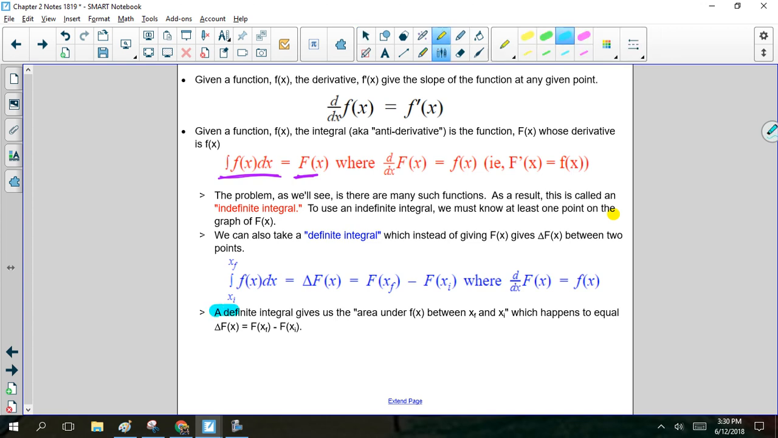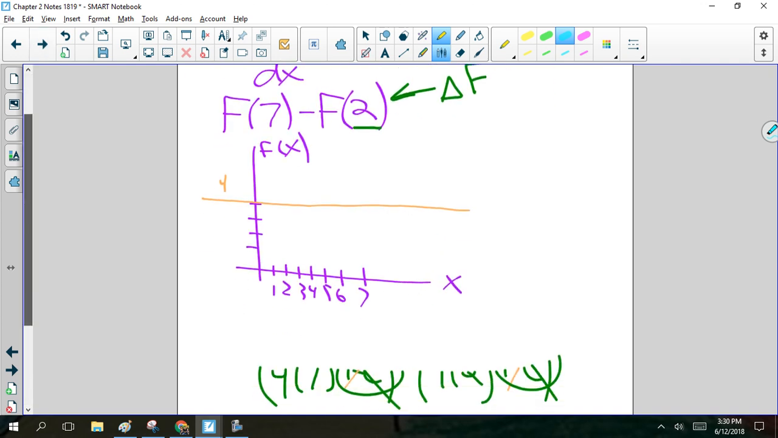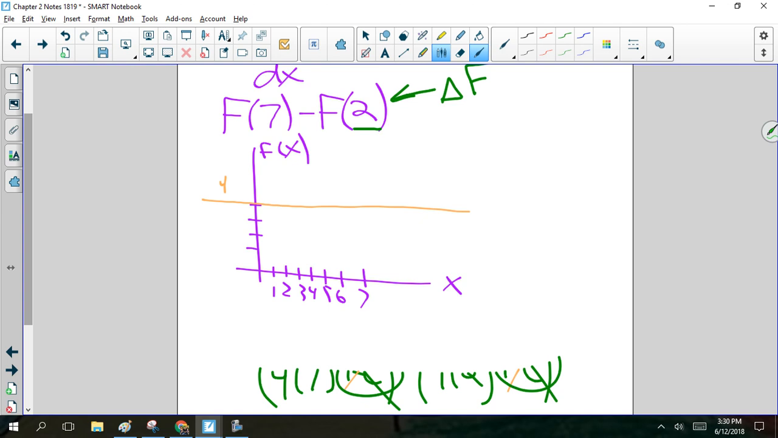A definite integral gives us the area under f of x between x final and x initial. In this example, here was my x initial, here was my x final. So we're going to find the area under the curve. Here's my curve, this is f of x equals 4. I just drew that in that weird orange color. 2 is my x initial, 7 is my x final.